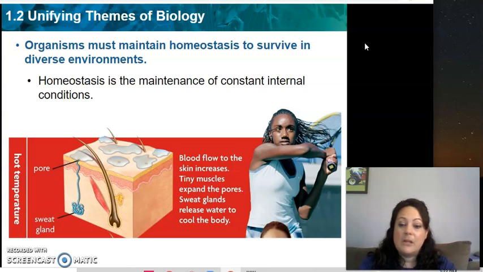So this example here, we have these little sweat glands that are near our hairs that cover our skin. There's very few areas on our skin that don't have sweat glands. So blood flow, when you get hot, will actually increase towards the skin. It's carrying the heat away from your core out to your extremities, so your skin, those little capillaries, are going to carry that heat. There are tiny muscles that will actually expand those pores and allow the sweat glands to release the water. And when it gets on your skin and the breeze blows, it cools you off.